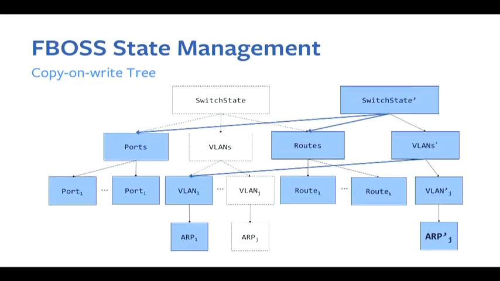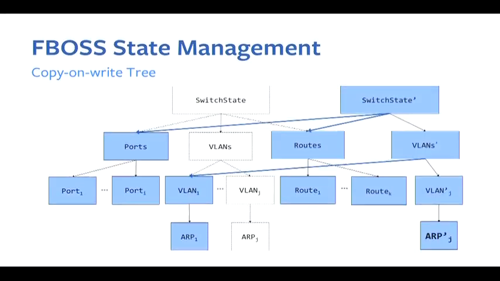Let's assume that one of the ARP entries, in this case ARP subscript j, is updated. Then we create a copy of all of the nodes in the path from the ARP j to the root. Then update the node with the ARP entry and change the parents to point at the newly created nodes. In this case, we can see that the parents of ports, VLAN's children, and routes are updated.